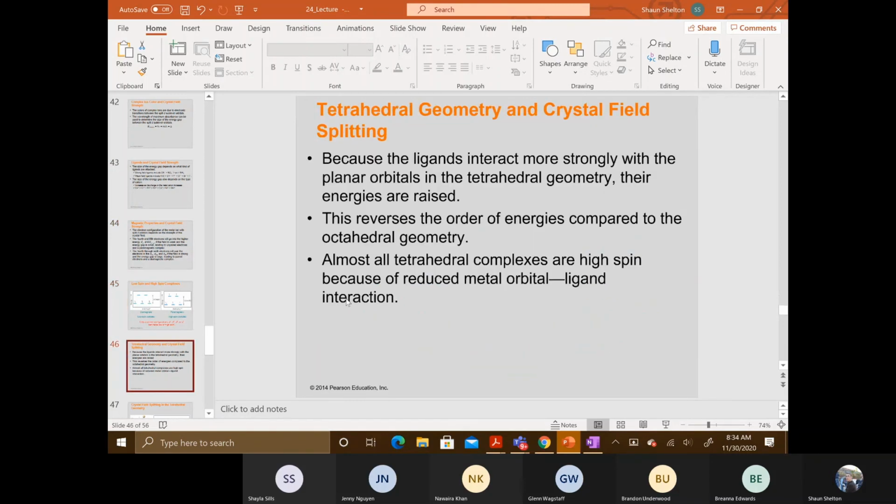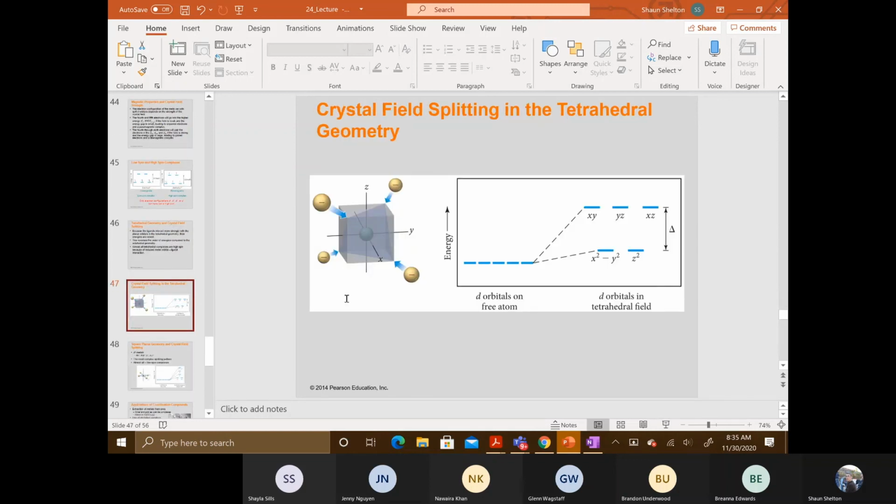Now, not everything's octahedral. Tetrahedral is another type of geometry, and it has its own crystal field splitting. So now I'm just going to read the 3 points on the slide here. Because the ligands interact more strongly with the planar orbitals in the tetrahedral, their energies are raised. This reverses the order of energies compared to the octahedral geometry. Almost all tetrahedral complexes are high spin, because of reduced metal orbital ligand interaction. So what we see is the flipping of it. So you have 2 on the bottom and 3 on top. You can see the configuration the way it's written out.